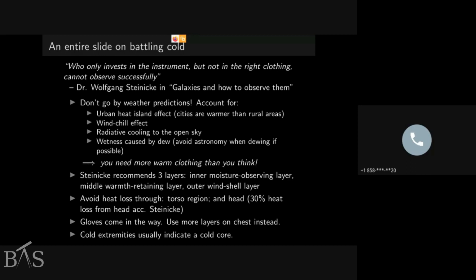If you can avoid gloves, it's best. Sometimes you cannot avoid gloves, then I guess you just suffer. So that's the entire slide on battling cold. It's extremely important, because if you don't know how to battle cold, you cannot survive a night of astronomy.